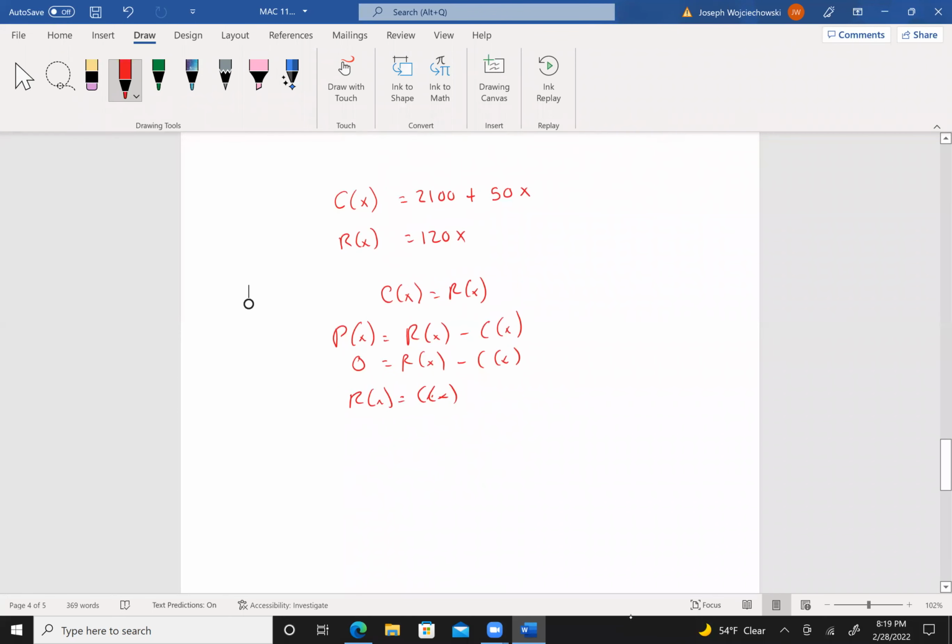So when does 120 times x equal 2,100 plus 50x? Well, subtract 50x from both sides. 70x equals 2,100. x equals 30 units.